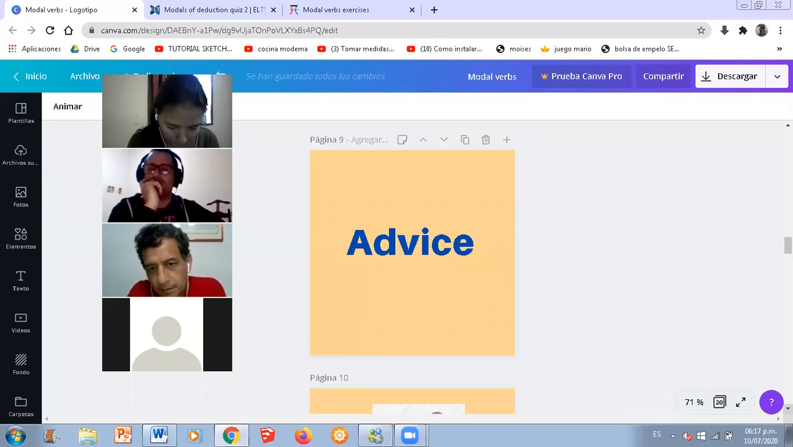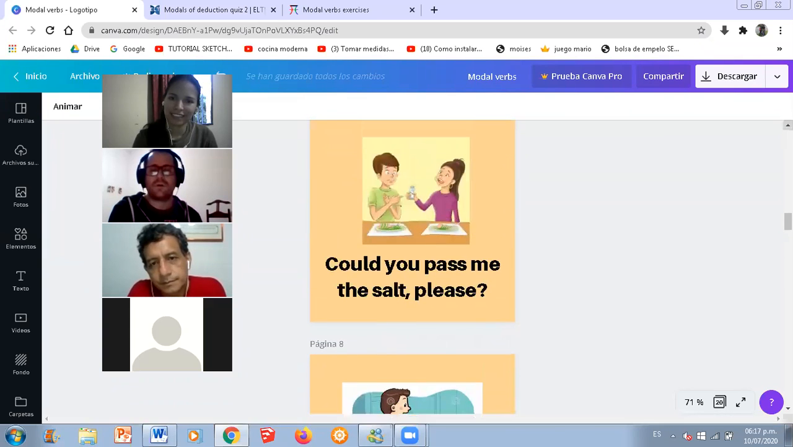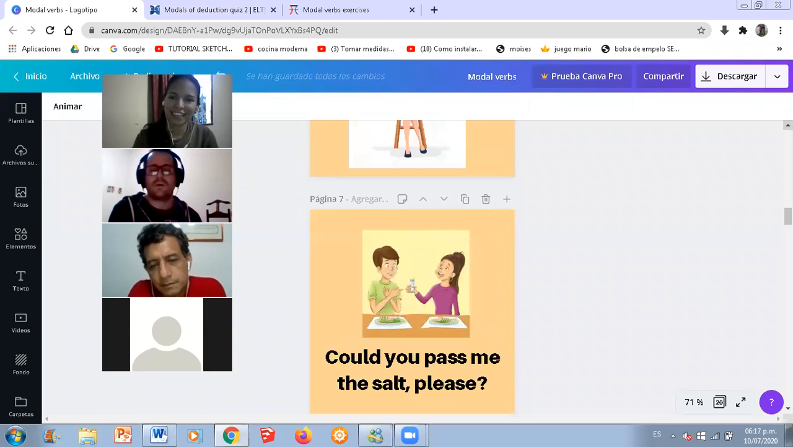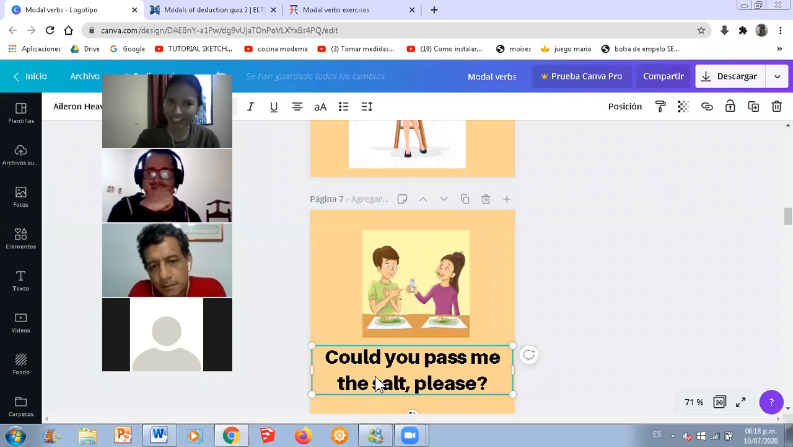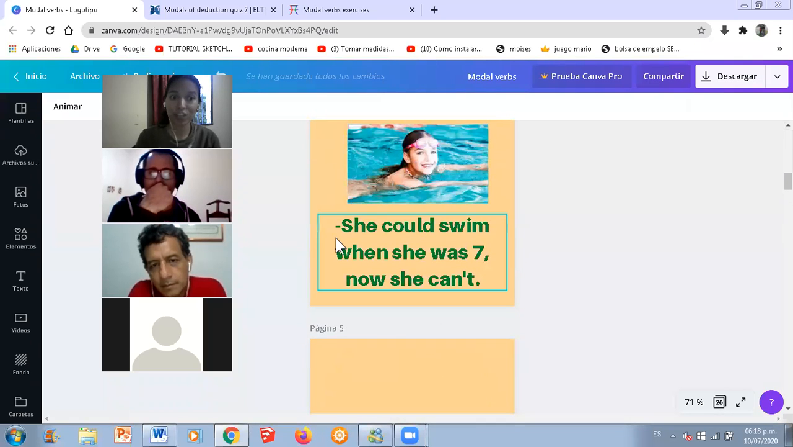But could is the past for the verb can. Yes. And in this sentence, could translates podría. Where is the difference when I use could for the past and when I use could for permission or presente or podría? Okay, so how do you know the difference for the sentence? In this case, you know that you are requesting something. You are asking for permission because it's a question. And here, you know that is something in past because maybe you're giving more explanation. When I was 7, so in the past.